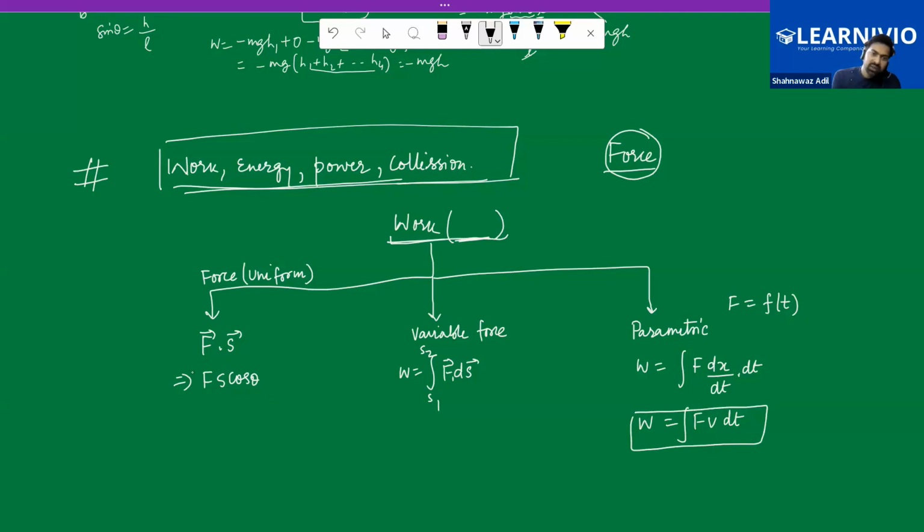So these kinds of things are there for the work done. Is it clear? We'll do different kinds of questions using these. So this is the first thing about work done, and from this work done, we define the energies and all those things. Is it clear, guys?